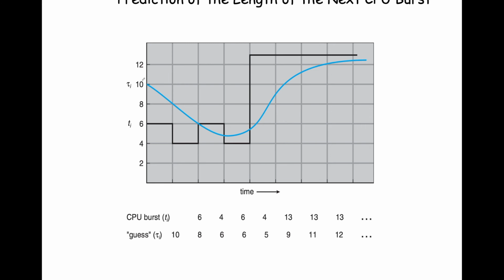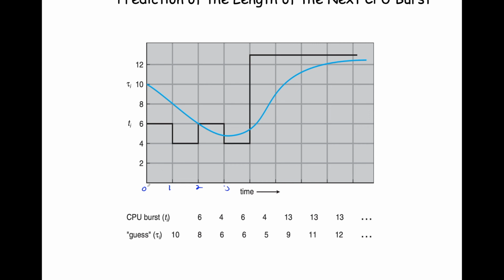So here, this blue line, we have the previous prediction, tau sub i, and then t sub i, that is the measured burst. And so for each time step here along the horizontal axis, that's time step 0, time step 1, time step 2, and so forth. And then here we have the amount of the burst. So you have the time step, and then you have the amount of time for the burst itself.